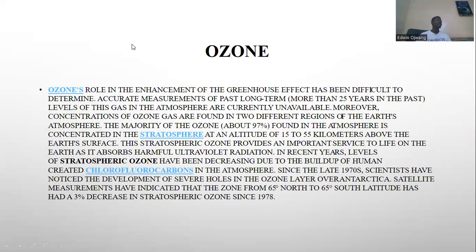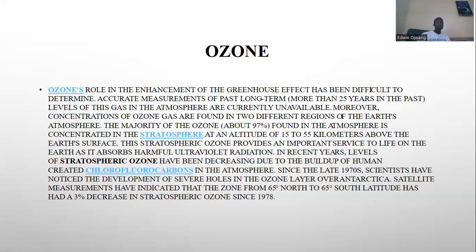Now let's look at the ozone layer as another constituent of the atmosphere. The ozone's role in the enhancement of the greenhouse effect has been difficult to determine. Accurate measurements of past, long-term levels of this gas, which is more than 25 years in the past, are currently unavailable. Moreover, concentrations of ozone gas are found in two different regions of the Earth's atmosphere. The majority of the ozone, about 97% of it, is concentrated in the stratosphere at an altitude of about 15 to 55 kilometers above the Earth's surface.